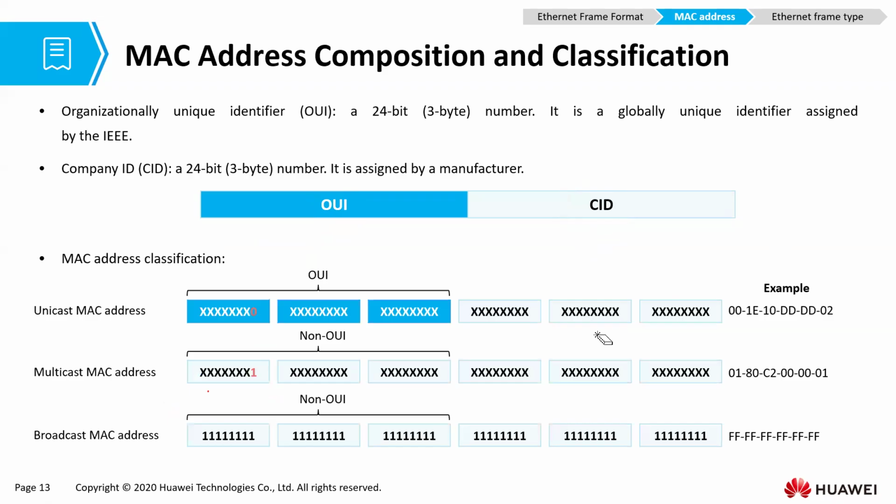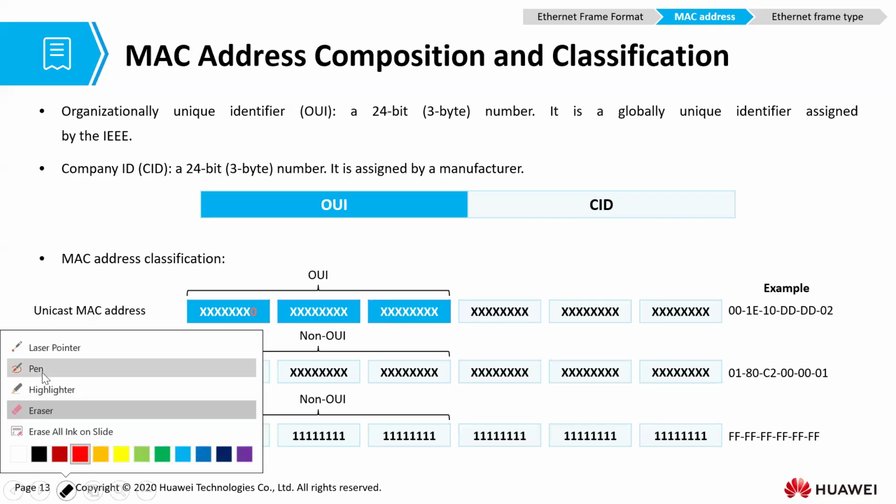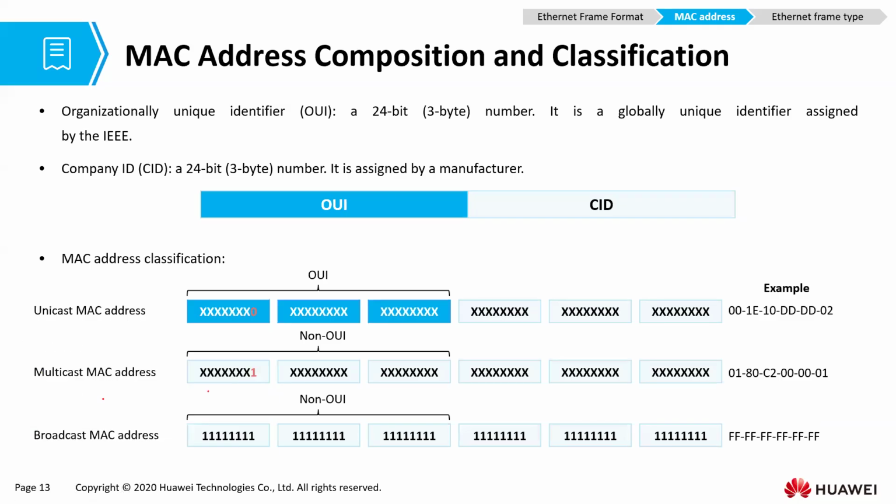MAC address classification, we have unicast MAC address, multicast MAC address, and broadcast MAC address. Unicast is one-to-one, if you're sending to one end device. Multicast is if you're sending to a group of devices. Then broadcast is when you're sending to all devices within the same local area network.